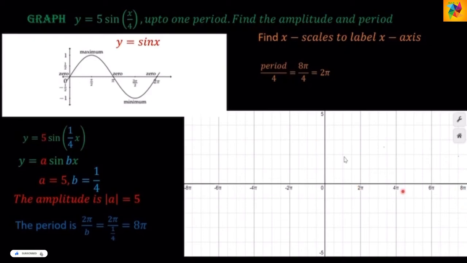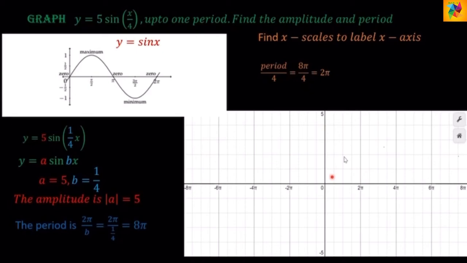So now that we have labeled our x-axis, we're also going to label our y-axis. The amplitude for this function is 5, so we're going to label 5 and -5. The amplitude is the distance from our starting point, the midline, all the way up or all the way down. Remember, this is an absolute value; no matter which way you go, the distance is going to be 5.